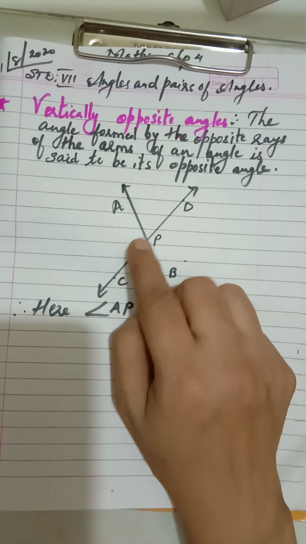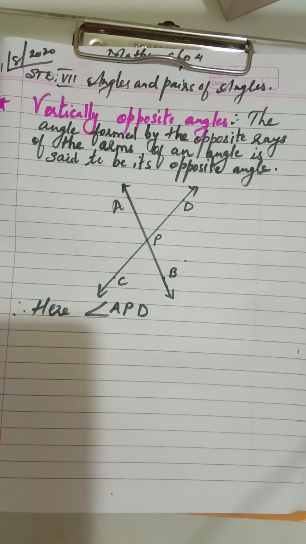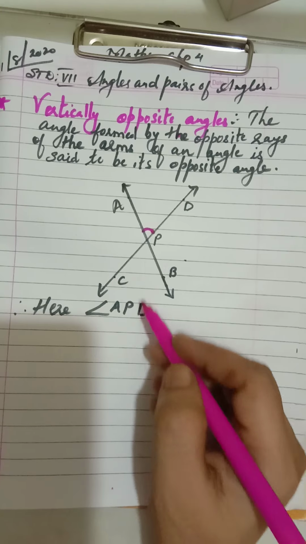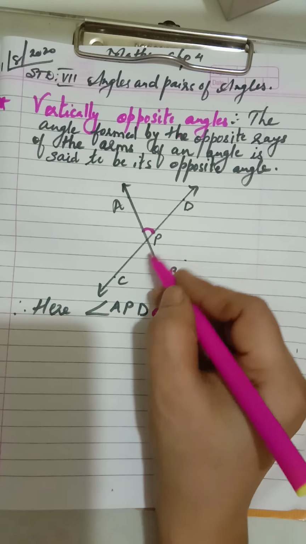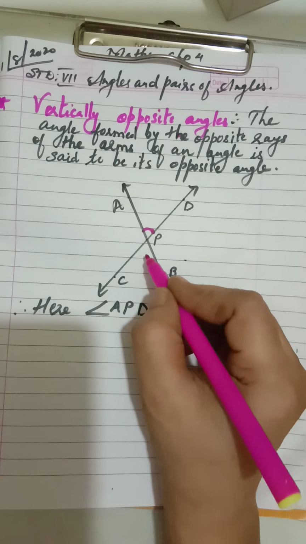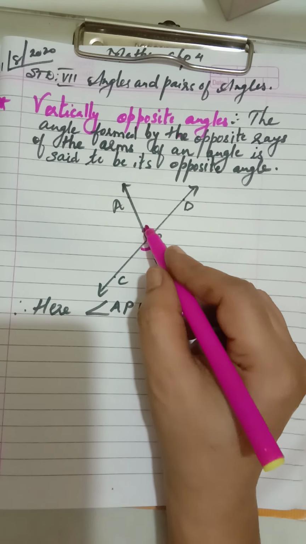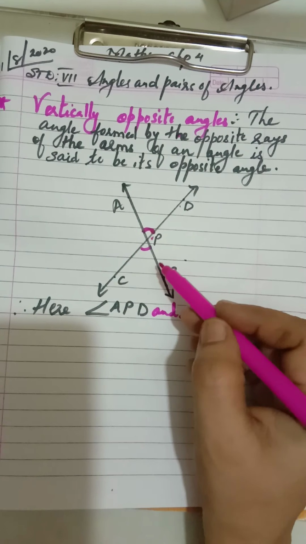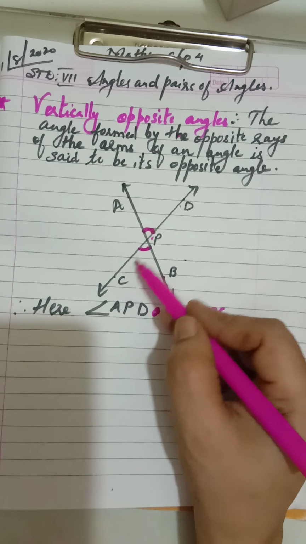Okay, so here you can see children, four angles are formed. Angle APD, this angle. Its vertically opposite angle will be angle BPC. So both these angles are said to be vertically opposite to each other. That means angle APD, this angle, and its vertically opposite angle will be BPC. You can even name this angle as CPB also.